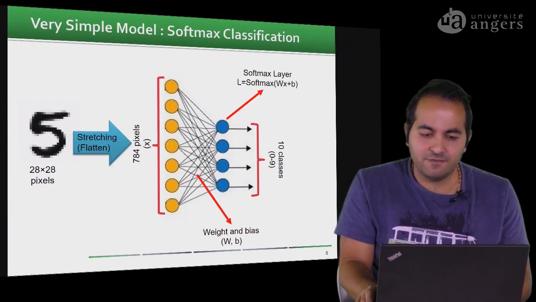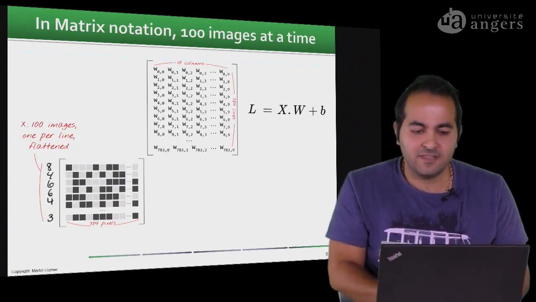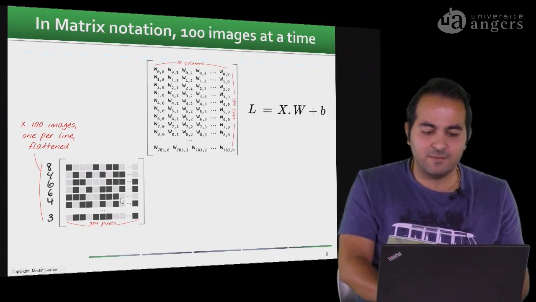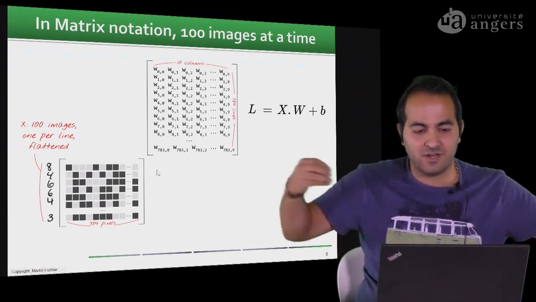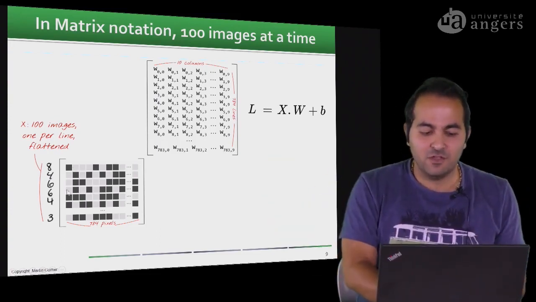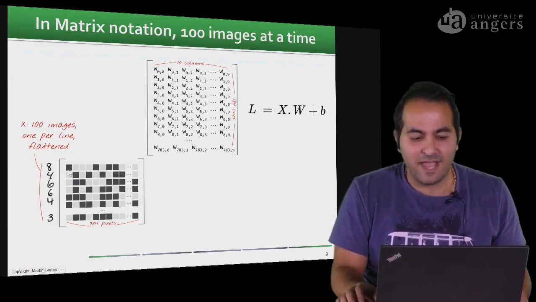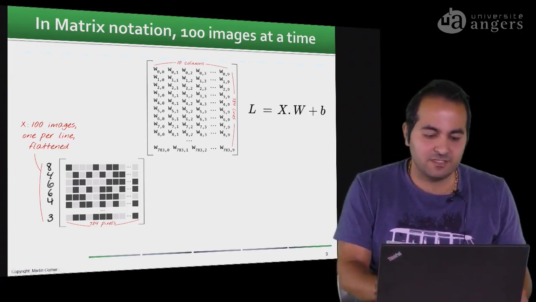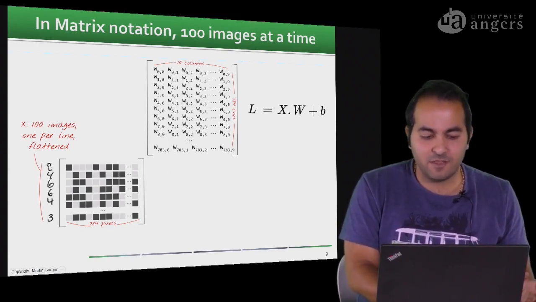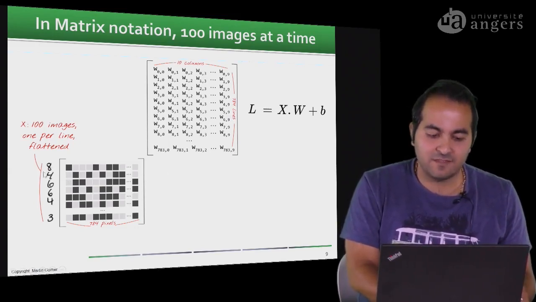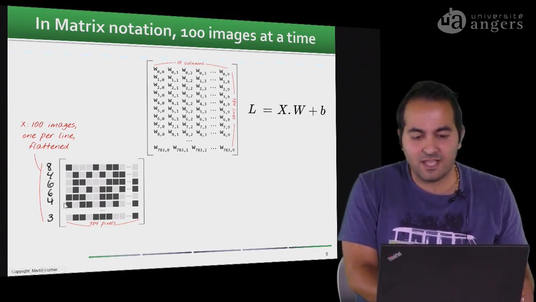So what we will do is, if we consider a matrix of images, each row of this matrix is one image that is stretched. And we have 100 images. We call it a batch of 100 images. So as I said, for the first row we have the image of number 8. For the second one we have the image of number 4. Third one number 6, and so on.